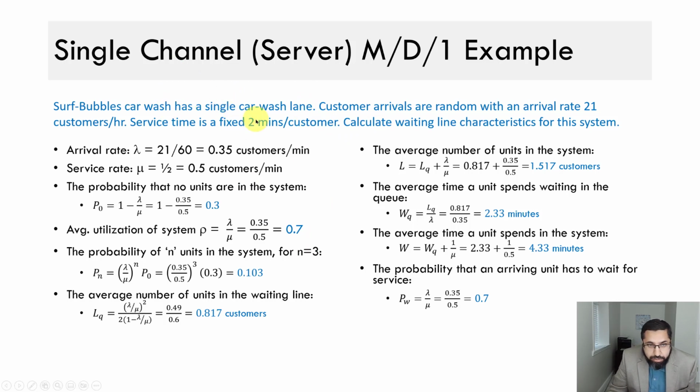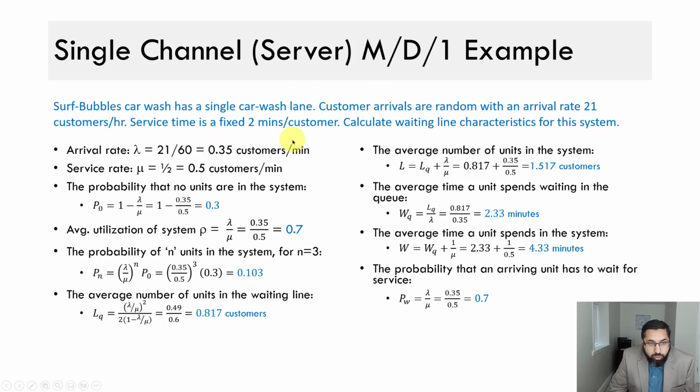Because the service time is 2 minutes per customer, we can convert that into a service rate. So service rate mu is going to be 1 divided by 2 minutes per customer, or 0.5 customers per minute. And if mu is in minutes, we can also convert lambda from 21 customers per hour into 21 divided by 60 equals 0.35 customers per minute.